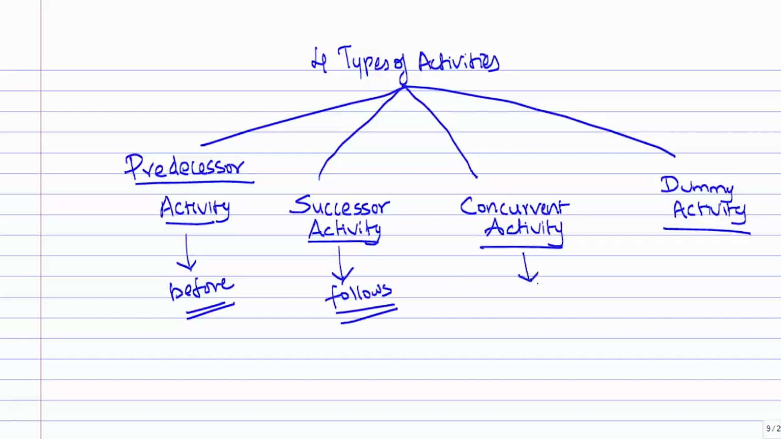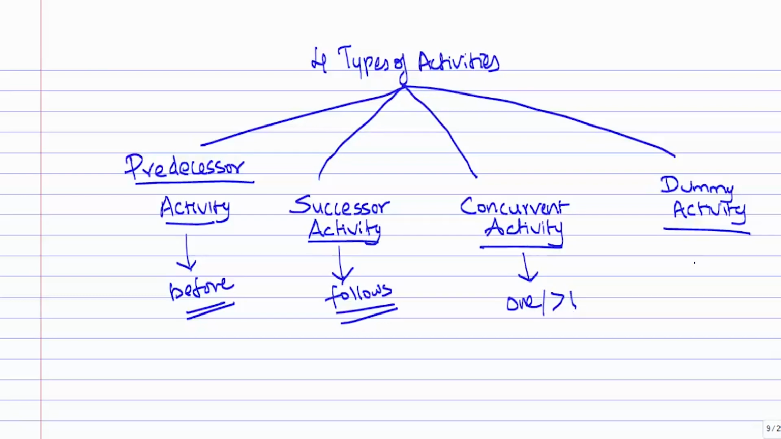Then what is a concurrent activity? These are all the activities that can be carried out concurrently with another activity. So when you have, say, activity 1 going on, and parallelly you can have a second activity, they can be called concurrent activities. A concurrent activity can be one activity, or it can be more than one activity also.